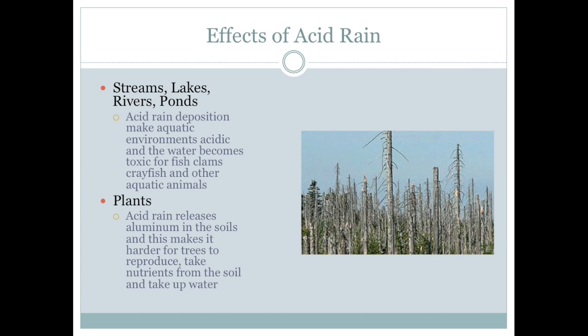Not only does acid deposition damage buildings and statues, it also negatively impacts the environment. Acid rain can acidify streams, lakes, rivers, and ponds. Acid deposition decreases the pH of aquatic systems, and if the water becomes too acidic, the water becomes toxic for the fish and other aquatic animals. Acid rain also negatively impacts soil quality. Acid rain releases aluminum from the soil, binding with necessary nutrients and reducing plant growth and reproduction.